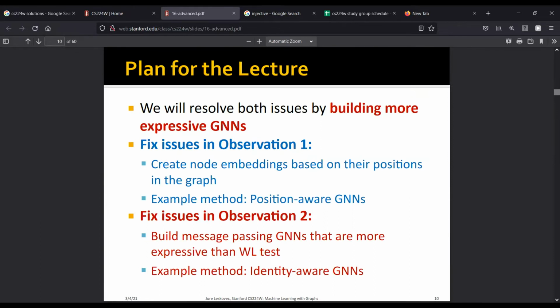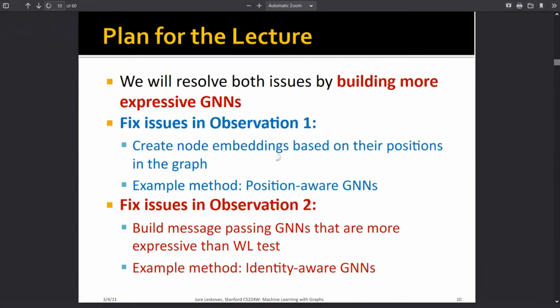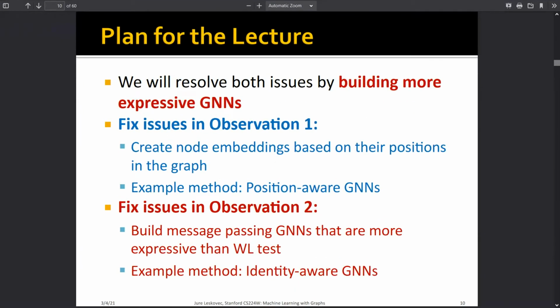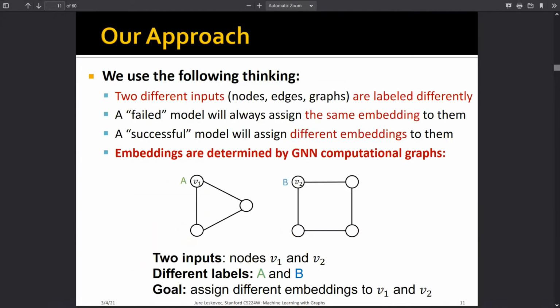So yeah, okay. Definitely more expressive than identity aware. So one of the methods he's talking about, two methods. One is position aware and one is identity aware. So I think if you show me the picture, then I'll remember. Otherwise, I don't actually remember what they are.